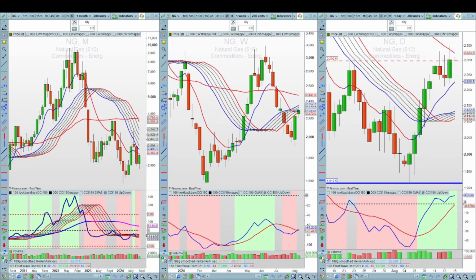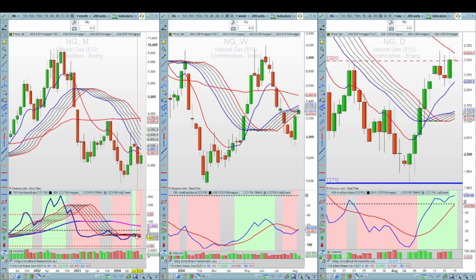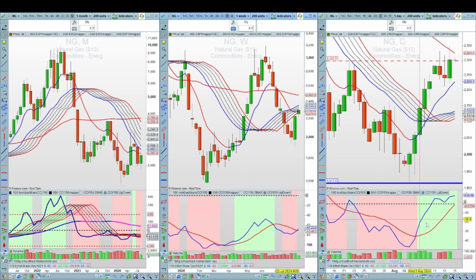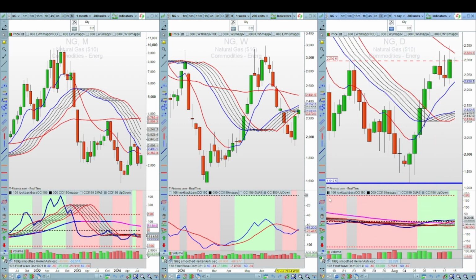So first, looking at natural gas, look at the monthly, weekly and daily trends. You can see here on the monthly we're still bearish. It's broken below the moving average band. On the weekly, it's neutral. If I put those bands in there, you can see that's a very thin range, but it's actually neutral within those bands. And on the daily, it's bullish. Again, putting those bands in there, it's above the moving average bands.